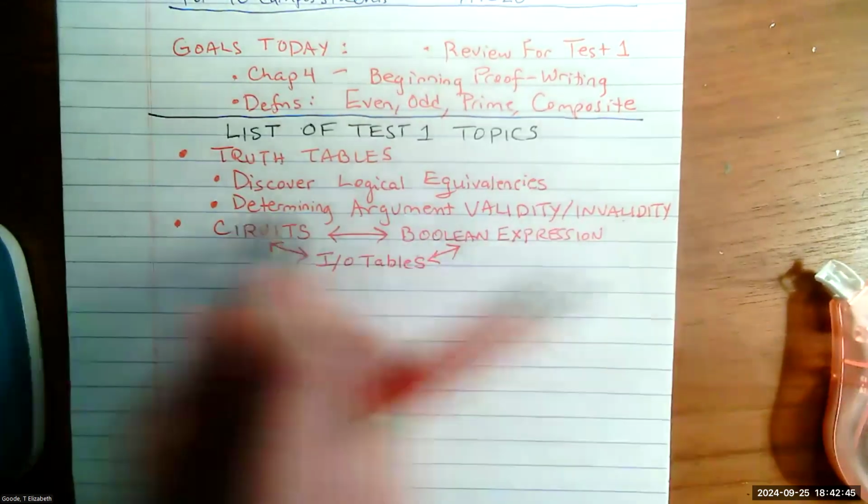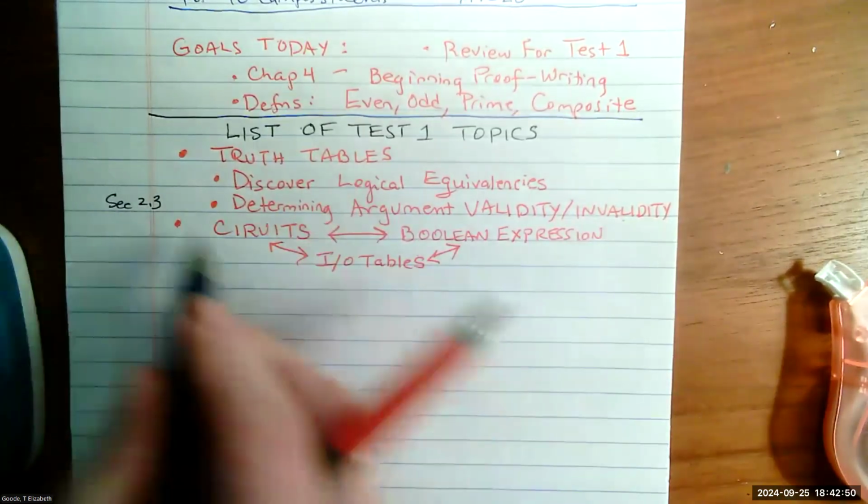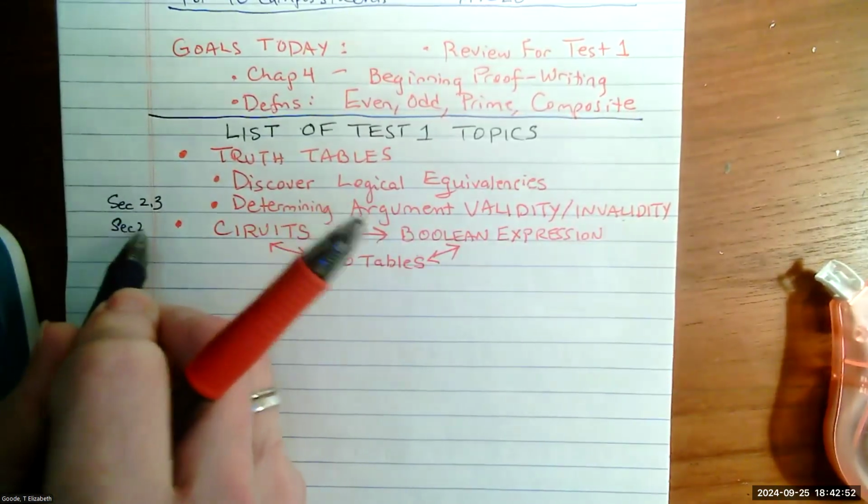So the section on argument validity was section 2.3. Okay. Circuits and Boolean expressions is section 2.4.